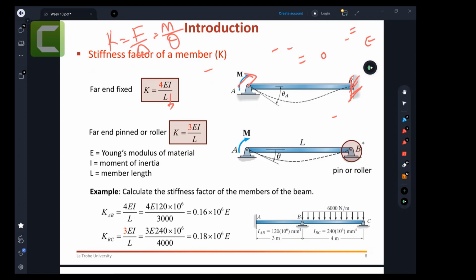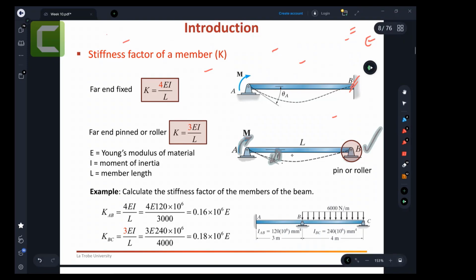When you have a pin or roller at the other end, then it becomes 3EI over L, right? And again, same concept. If you want to rotate this by 1 radian, the amount of moment required to rotate by 1 radian is given here. That is the moment. So 3EI over L is the moment that you are getting.